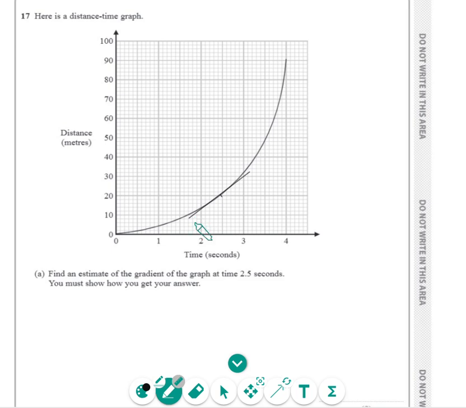Okay. And then when we think about the gradient, we want to work out the change in the y, or the vertical distance, divided by the change in the x direction. In this case, it's the time, isn't it? So let's draw in our little triangles. I'm going to draw it in so that my horizontal distance is going to be 1. Should be a little bit easier then to hopefully calculate with.